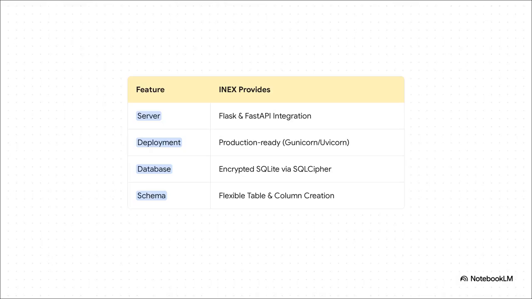It's amazing. So, to pull that all together for the backend module, you get dead simple integration with both Flask and FastAPI. It's ready for production with support for Gunicorn and Uvicorn. You get that encrypted database right out of the box with flexible schema management. This is your entire back-end foundation, all consolidated into one powerful tool.